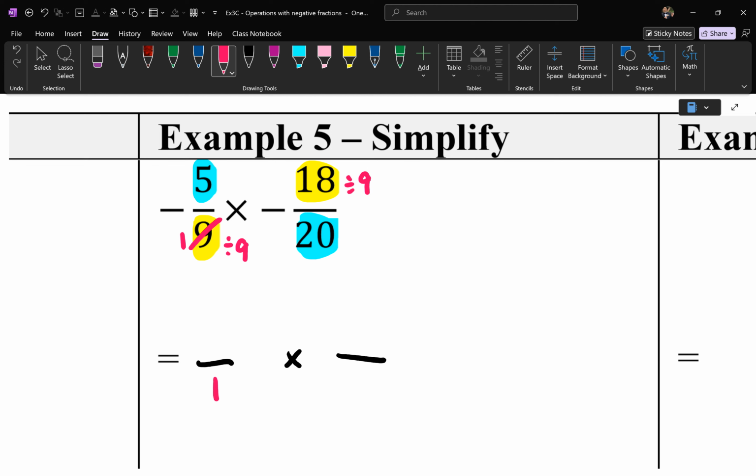How many 9s fit in 18? 2. Very good. So 9 goes in 18 twice, so this number is 2 over there. So the fraction is now reduced from 18 down to 2, 9 down to 1.